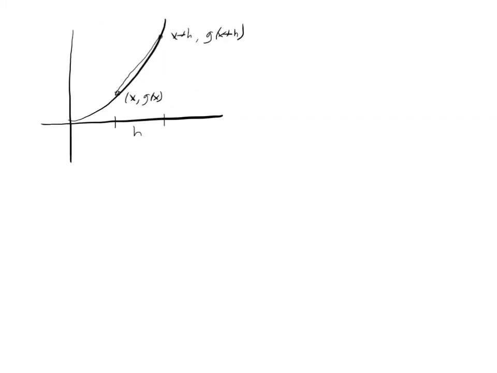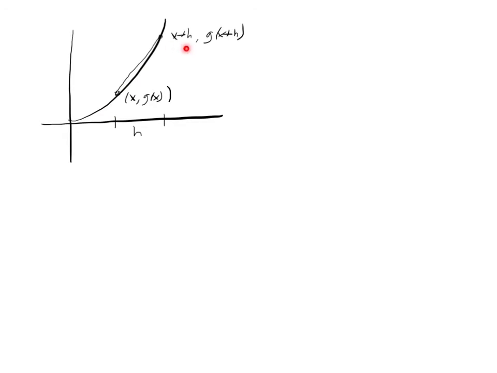So if we go ahead and generalize this, we say, well, instead of some specific point (2, 4), let's suppose we have a point (x, g(x)), and we want to find the slope of the line tangent here. If I go over here h units to the right and find another point on the graph, (x plus h, g(x plus h)), the slope of that secant line will be an estimate for the slope of the tangent line.